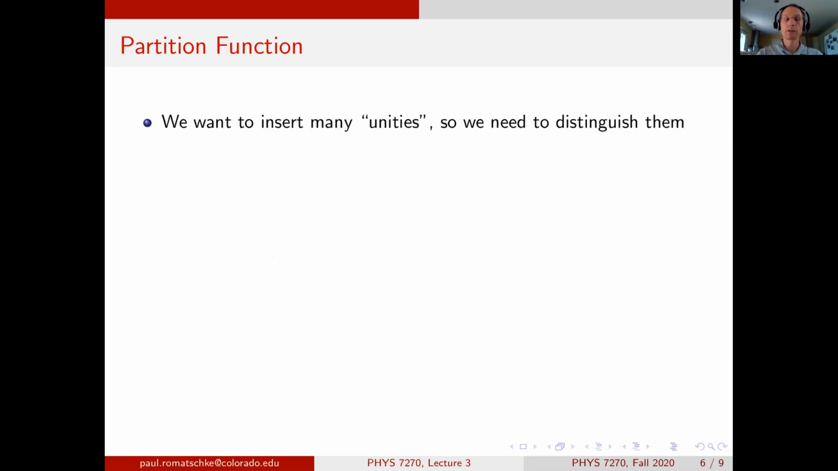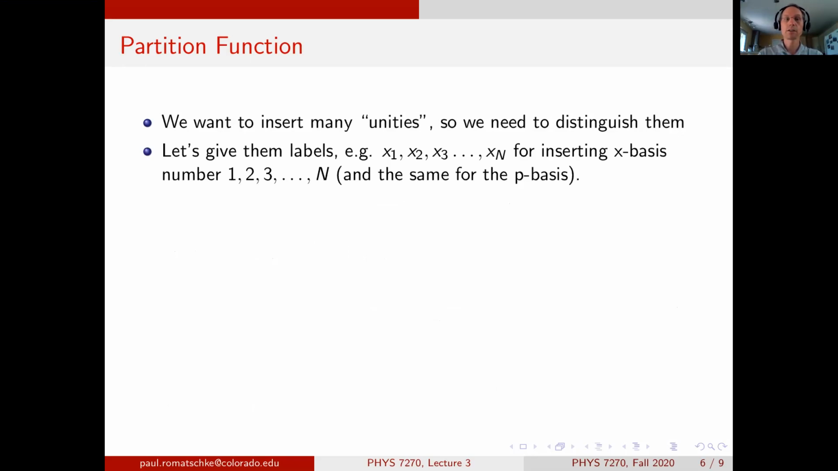So we want to insert these unities in between these factors of our product. Since we want to insert, for instance, many copies of the unity with respect to position space, we need to distinguish which unity it was that we inserted. To do this, we'll just give the bases that we use different labels: x1, x2, x3, and so on for inserting x basis number 1, 2, and so on. And the same for the p basis.